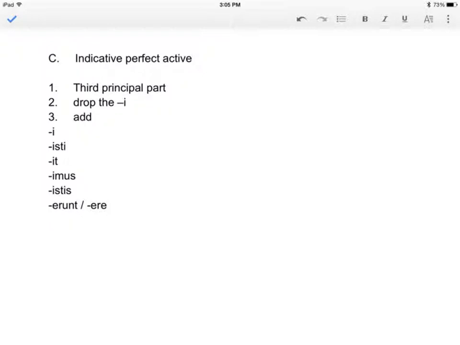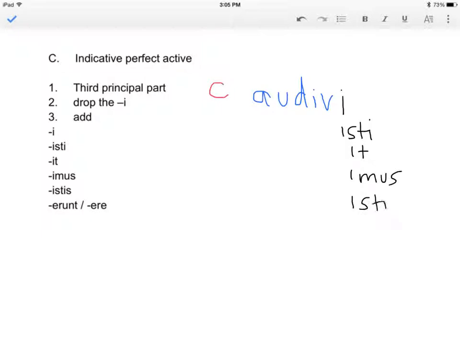The indicative perfect active is much simpler than the first two even, because you just take the third principal part. For example, you would take audivi. As always, no matter which conjugation it is, you drop the I. That's first, second, third, third I, and fourth. And then you add the regular old endings, I, isti, it, imus, istis, erunt. And remember, the book doesn't tell you, but you also have the option of adding ere if you're doing poetry. Roman poets will add ere instead of erunt. They don't have to, but often they do.